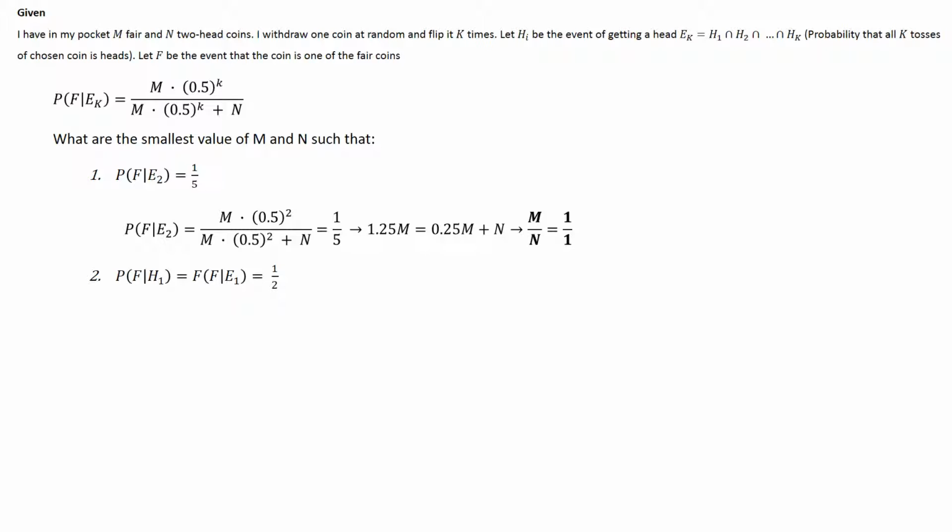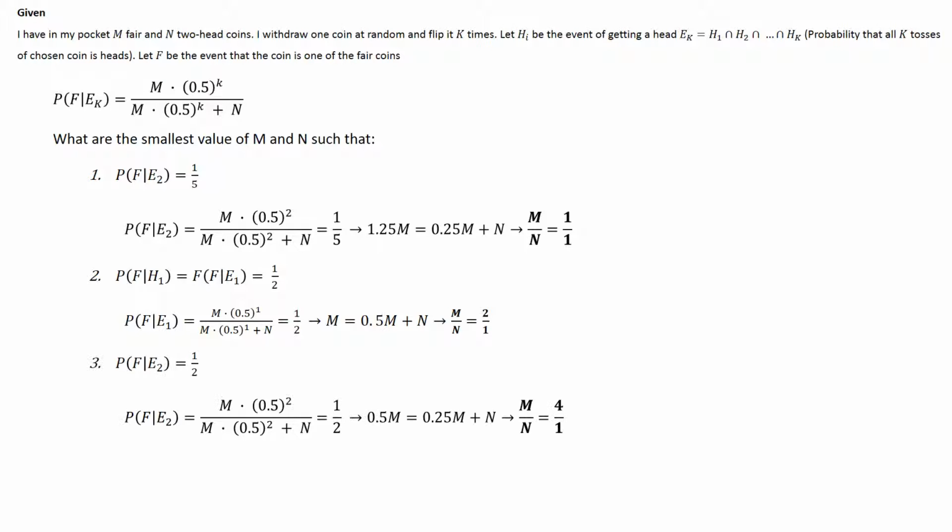Similarly, for the second case, we find that we get a ratio of m by n equal to 2 by 1, which means the number of fair coins should be 2 and the number of two-headed coins should be 1. Same for the third case, where we end up getting a ratio of m by n equal to 4 by 1. And lastly, for the case where we need 1/6, we get m by n equal to 8 over 5, which means that we need a minimum of 8 fair coins and 5 two-headed coins to get the conditional probability to be equal to 1/6. And those are our final answers.